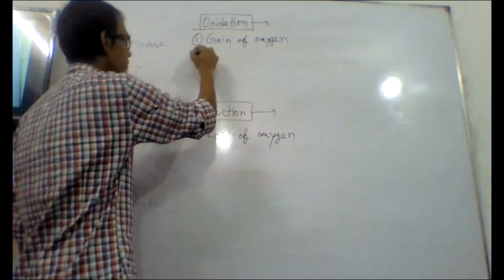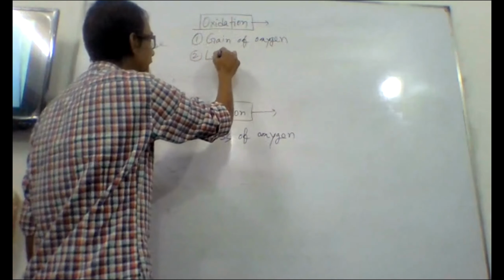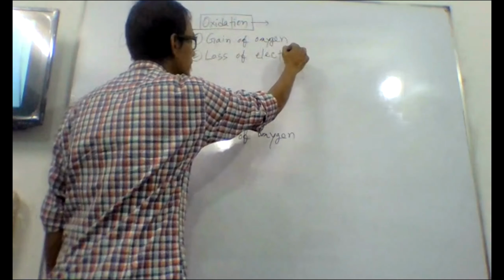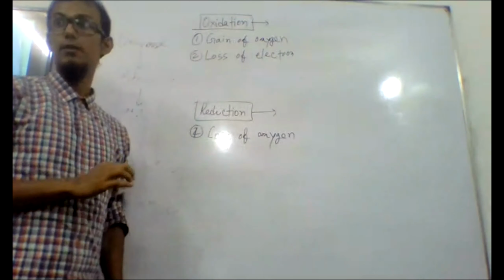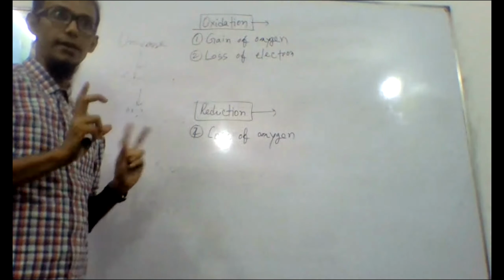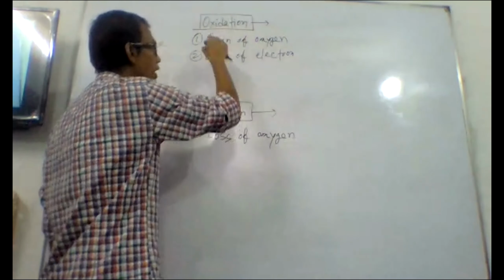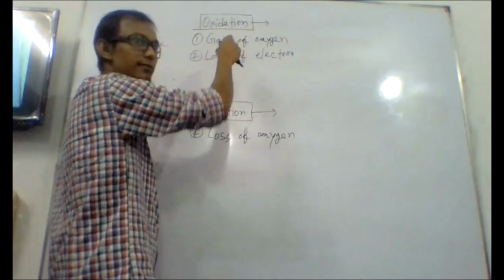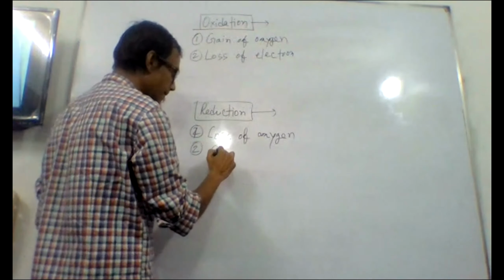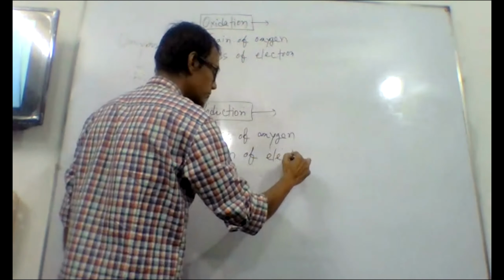Number two, gain of oxygen is oxidation. In terms of electrons, it's loss of electron. We'll show you why, I'm just giving the statement, I haven't discussed that part yet. So if gain of oxygen is oxidation, loss of electron is oxidation, and the opposite, gain of electron, is reduction.